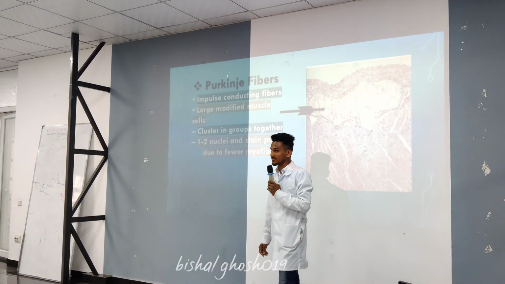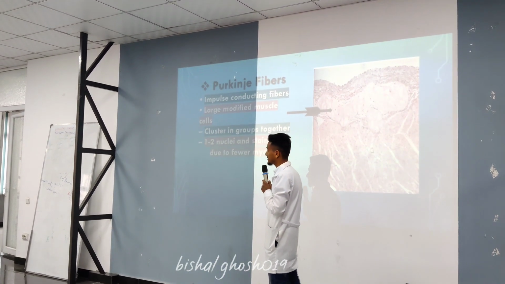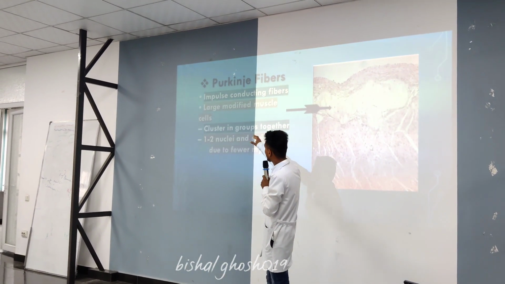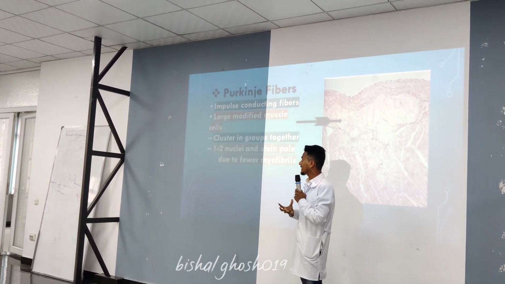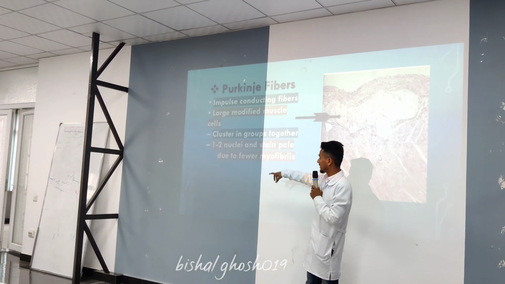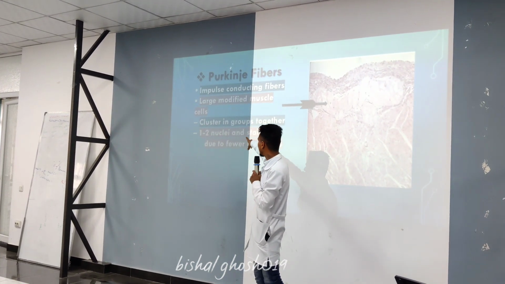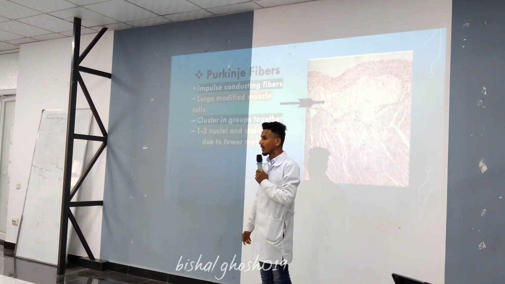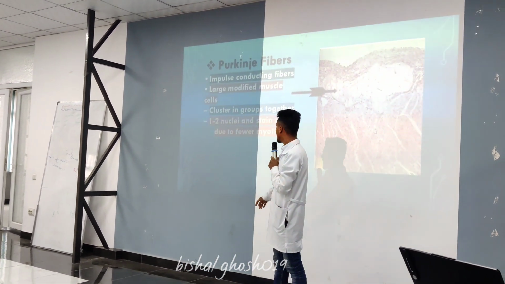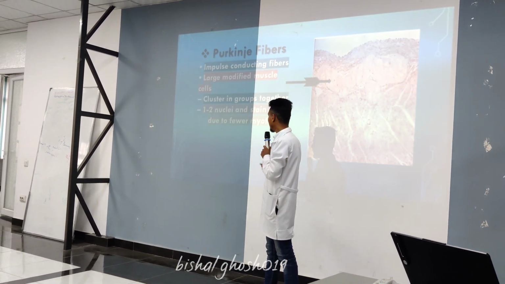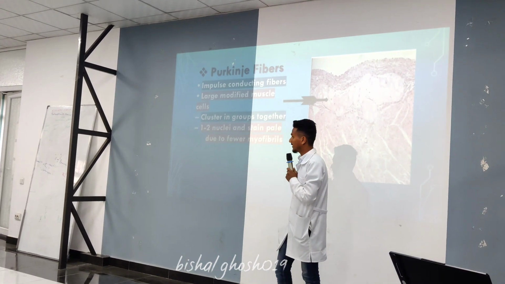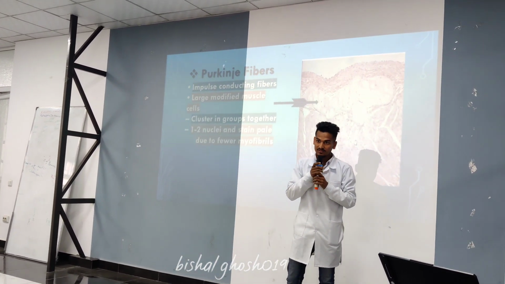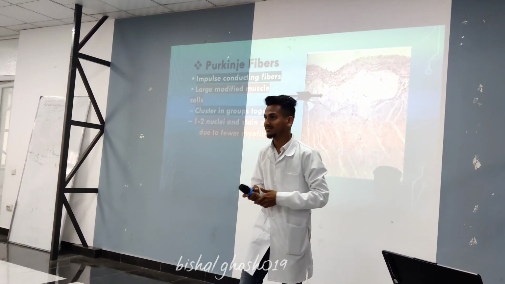What are Purkinje fibers? Purkinje fibers are impulse conducting fibers, large modified muscle cells, clustered together with 1 to 2 nuclei, and they stain lightly due to fewer myofibrils. Thanks all.